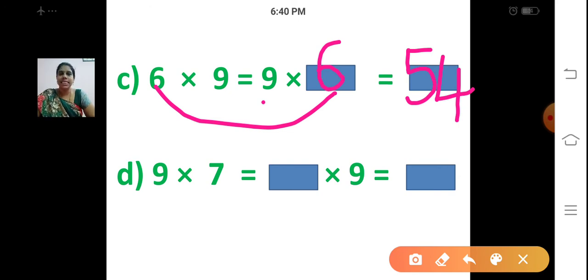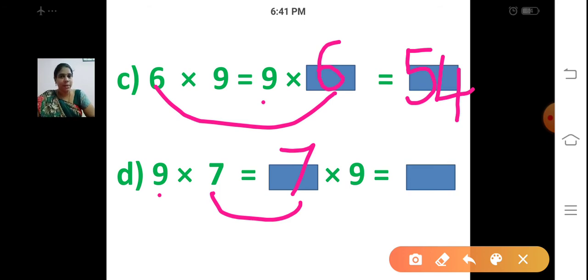D. 9 sevens are equal to dash into 9. Same way, just change the order. 9 into 7 we know. Now change the order: 7 into 9. This is missing, right? So 7 into 9. 9 into 7 is equal to 7 into 9.